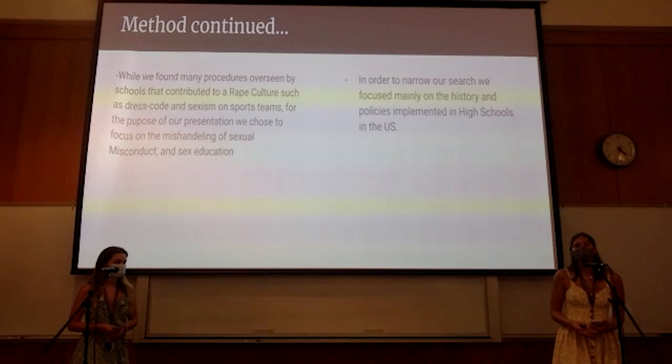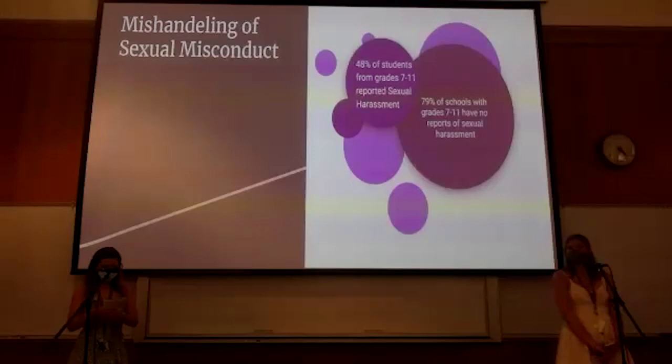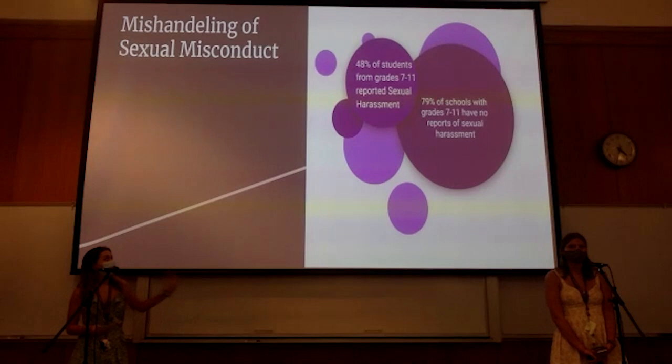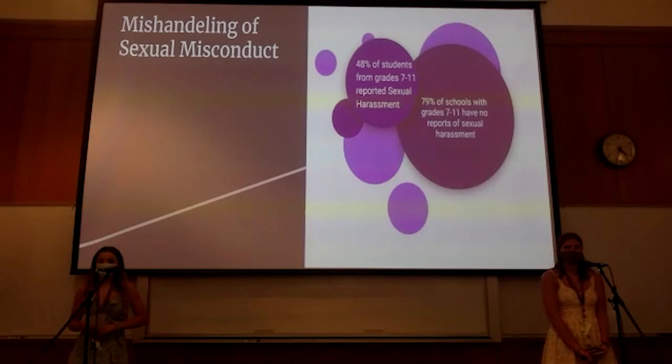All right, so let's move into our first concept, which is the mishandling of sexual misconduct. So this is an AAUW 2011 study that says 48% of students from grades 7 through 11 report sexual harassment, while 79% of schools with grades 7 through 11 have no reports of sexual harassment. So we see an obvious discrepancy here.